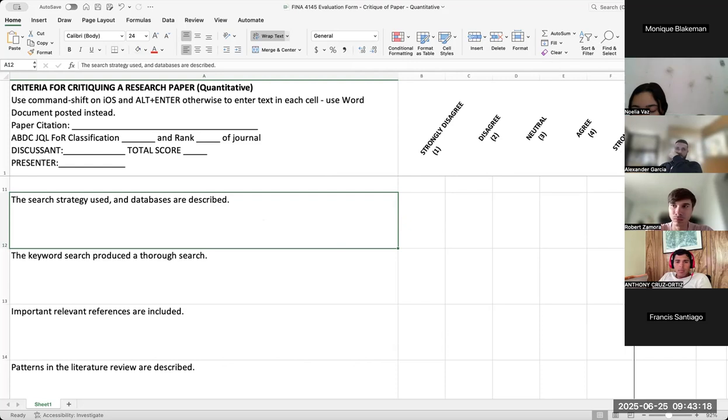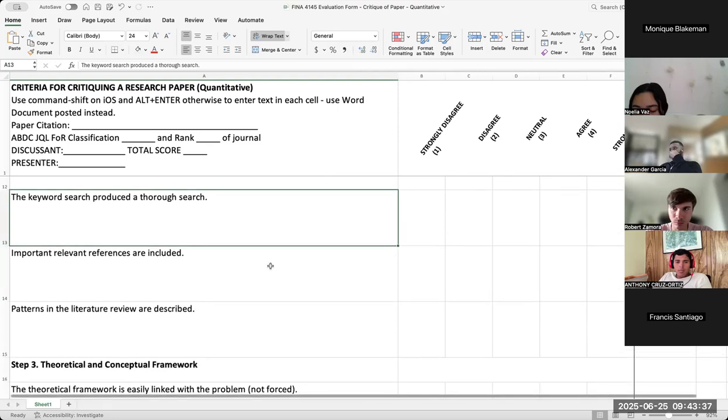You use a search strategy. You looked for systematic reviews. You looked inside the references. You did a forward search with cited by, and then that's what you can say. You can make a sentence about that. Okay, the keyword search produced a thorough search.